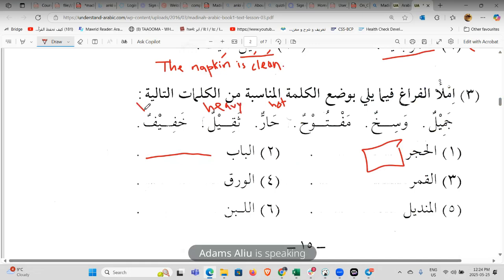Okay, so al-hajaru thaqilun. The rock is heavy. Very good. Thaqilun. Our next person would be Abdul Rahman, I believe. Al-babu maftuhun. Very good. What does it mean? The door is open. Very good. Maftuhun.